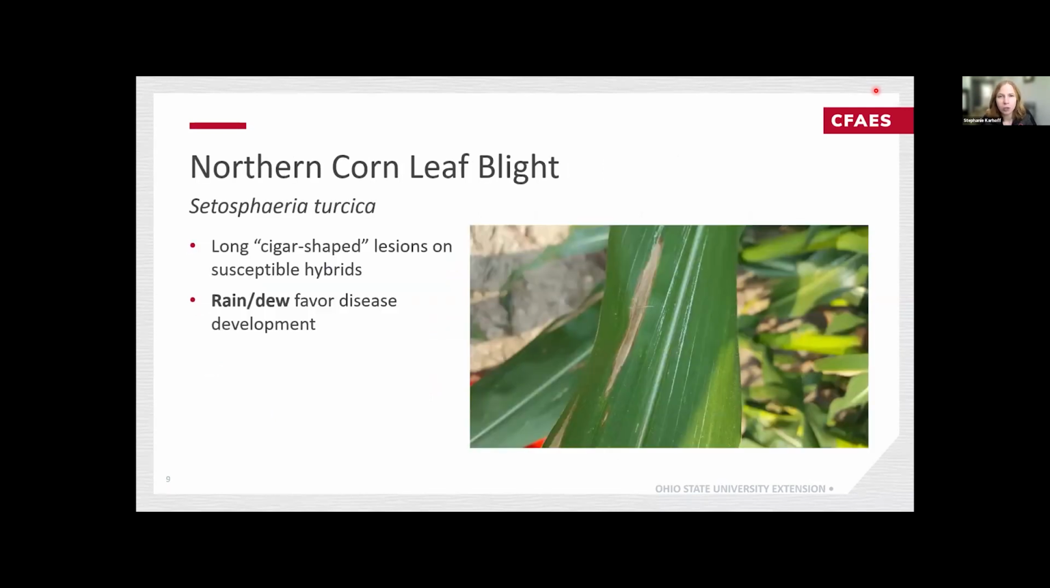So a reminder on what we're looking for when we're scouting for these three diseases. The first, northern corn leaf blight. This is caused by a fungal pathogen, and the symptoms that we are keeping an eye out for when we're scouting in the field are these longer elliptical or cigar-shaped lesions on susceptible hybrids. In scouting for those, especially 1 to 2 weeks after we have maybe some heavy dew or fog periods, this fungal pathogen really thrives in those wet, warm, high humidity conditions.